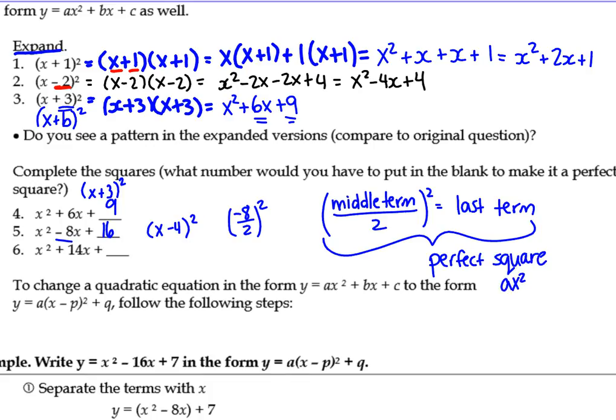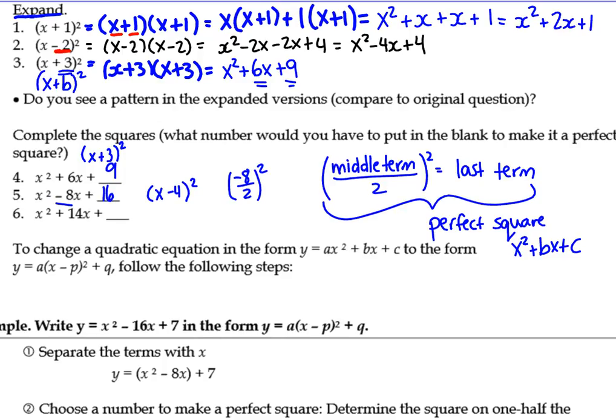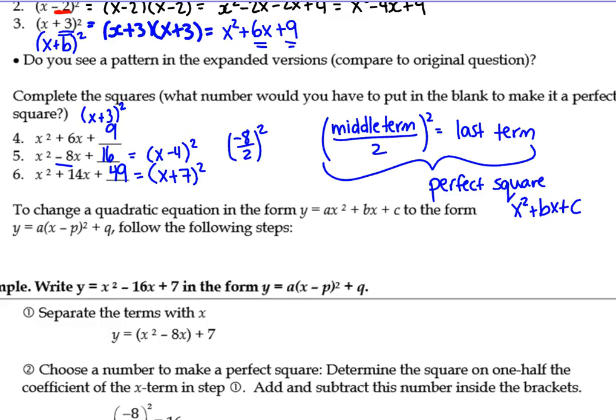So for a perfect square, x squared plus bx plus c. What would be the last term for 14x? Divide by 2, which is 7. 7 squared is 49. And then that would factor to x plus 7 squared. Okay, so we're going to use that to convert from standard form to vertex form, and that's called completing the square. I'm going to practice that today.